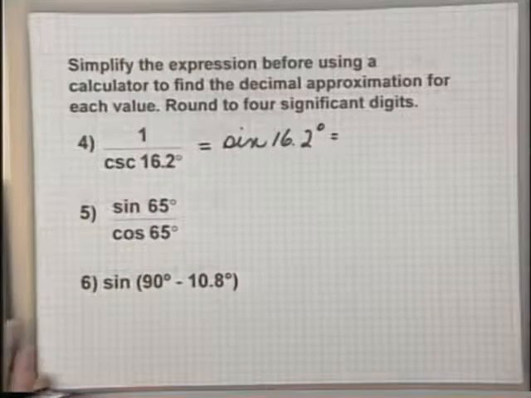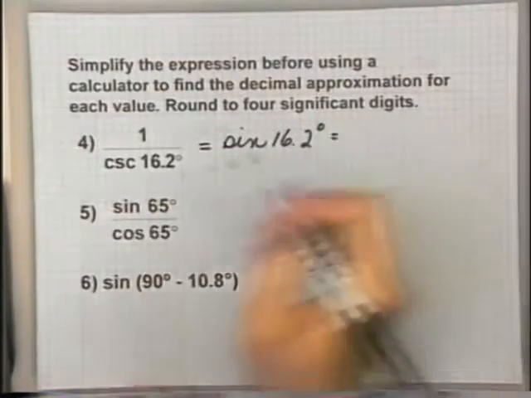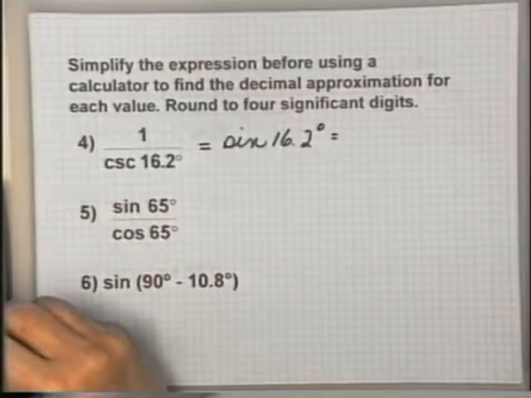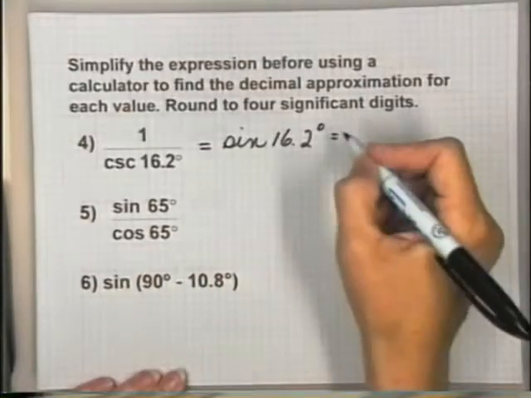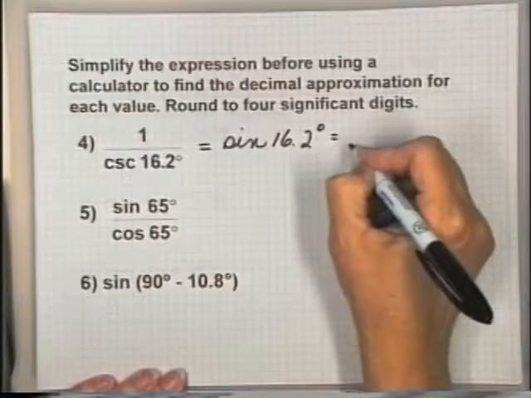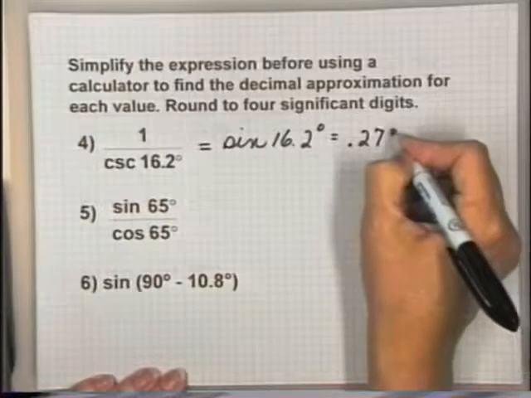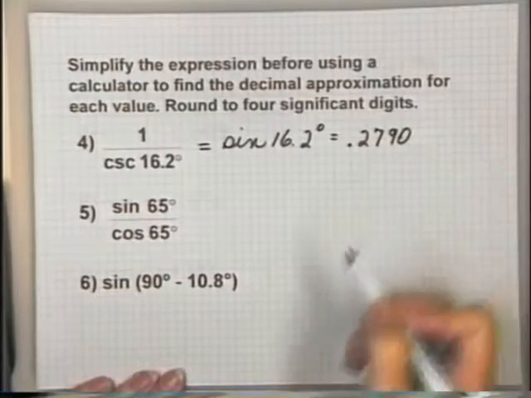We're supposed to round to 4 significant digits, and actually I got 0.27899, so when I round up, I'll have 0.2790.